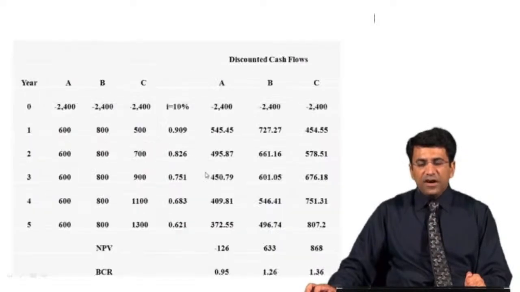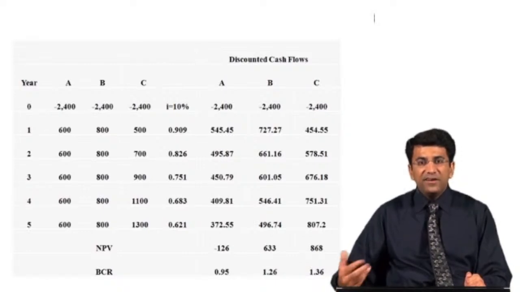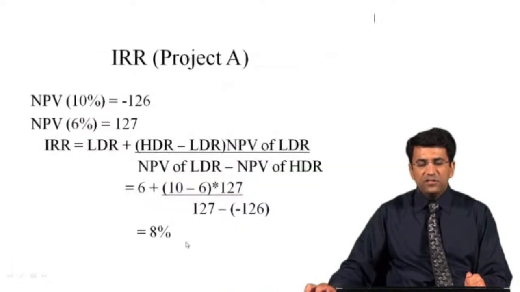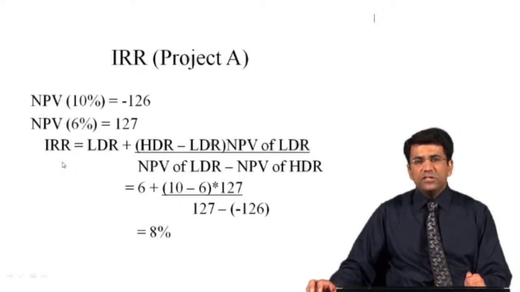If we want to calculate the IRR for project B, you can see the net present value at 10% for project B is positive. So we will not lower the interest rate, but we will calculate the net present value at a higher interest rate than 10%. We may calculate at 12%, 13%, or 14%, and again we will have this information: the net present value at the low discount rate and the net present value at the high discount rate. Accordingly, we can calculate the internal rate of return for projects A and B.